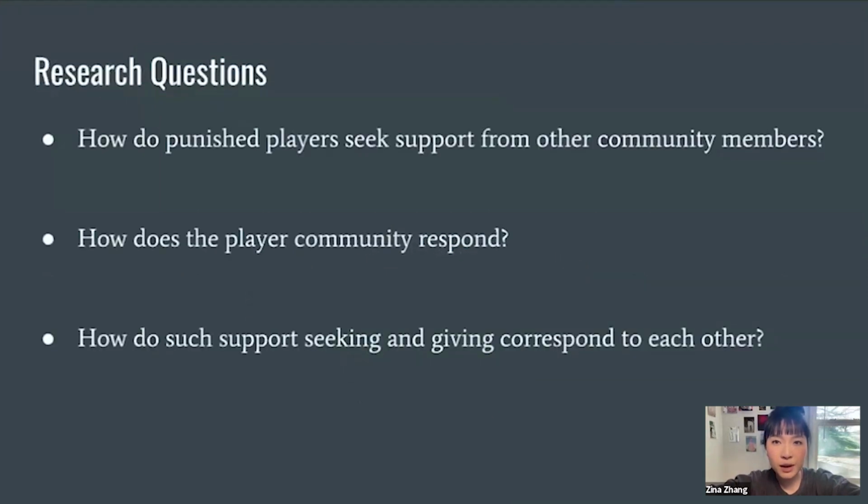We then decided to investigate the peer support provided by the community and understand how this support can help punished players to reform their future behaviors. Therefore, we ask 3 research questions. First, how do punished players seek support from other community members? Second, how does the player community respond? And third, how do such support seeking and support giving correspond to each other?